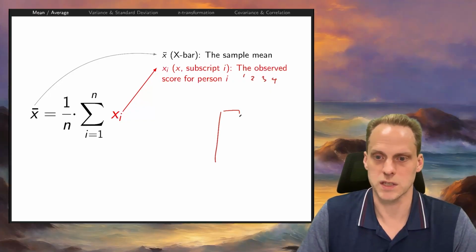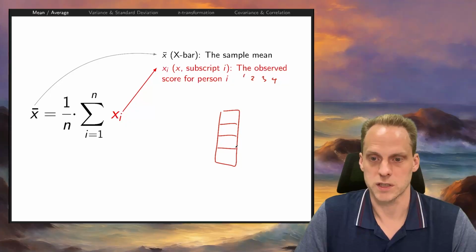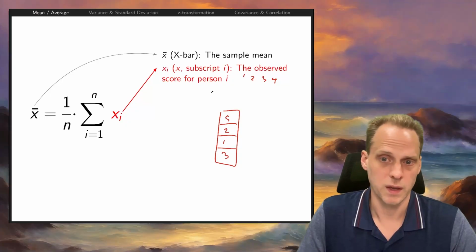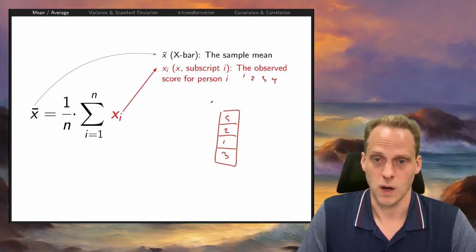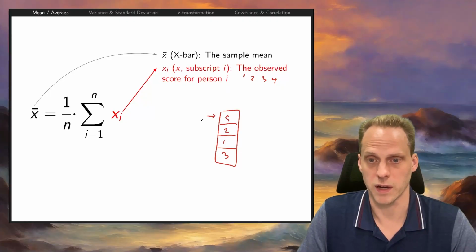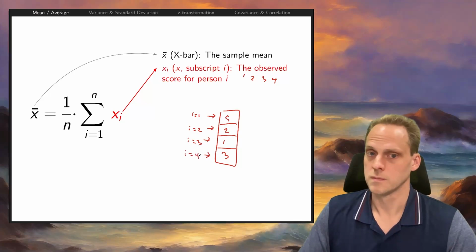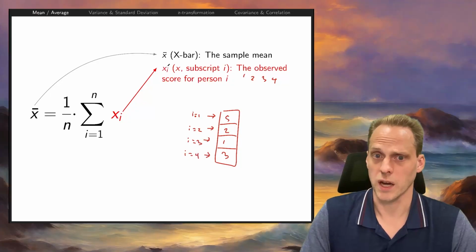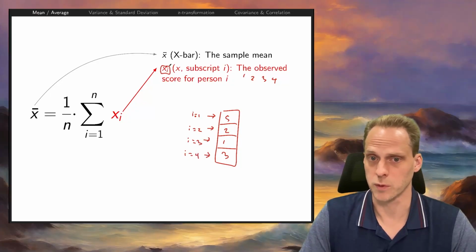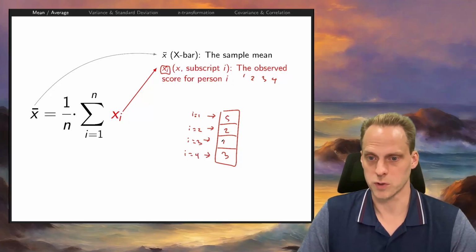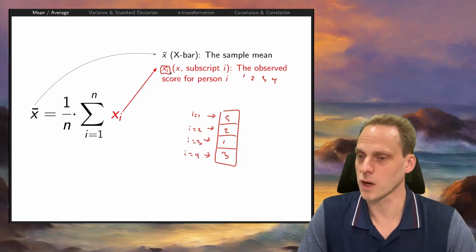Right? So for example, we have a data set like this, let's say with some measures. Let's say 5, 2, 1, 3, 4 different people. Right? And x_i is this one if i is 1, this one if i equals 2, this one if i equals 3, and this one if i equals 4. Okay, so x_i, x subscript i, is a different variable, right? Related to number 5, number 2, number 1, and number 3, depending on the level of i.